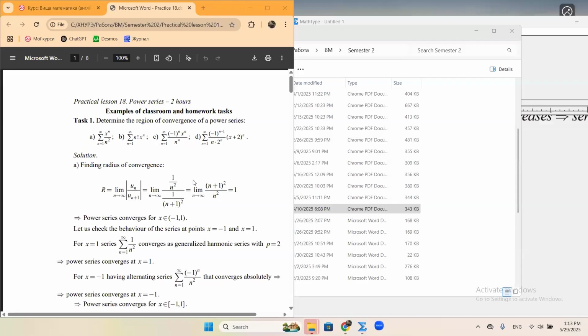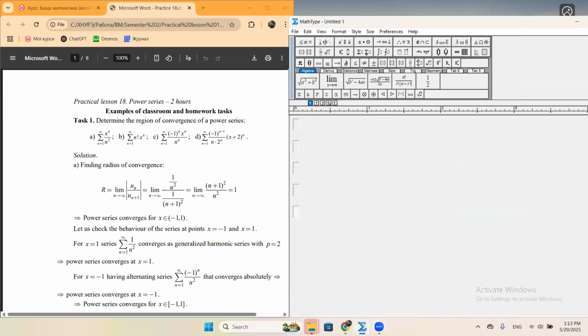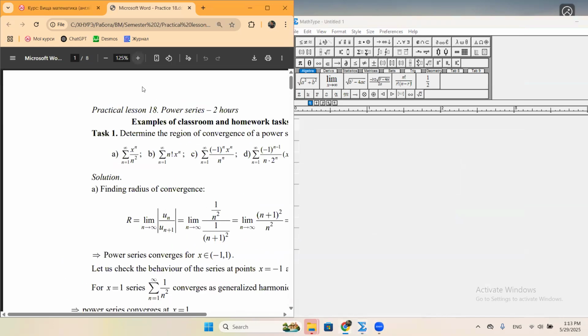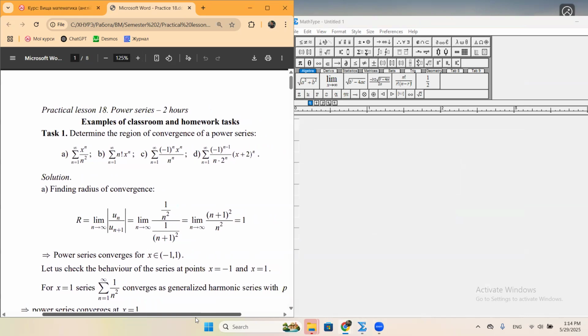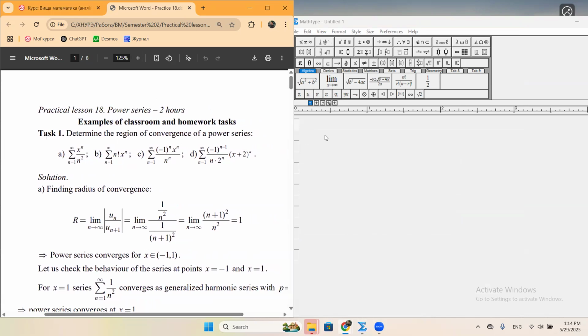This is related to continuing studying series. We already know numeric series, but there are other different kinds of series, such as functional series, and the most important partial case of them, power series. So this is our topic for today, power series. How do they usually look?